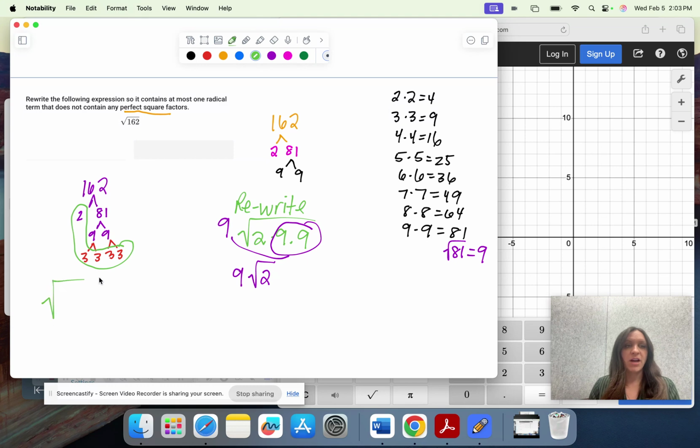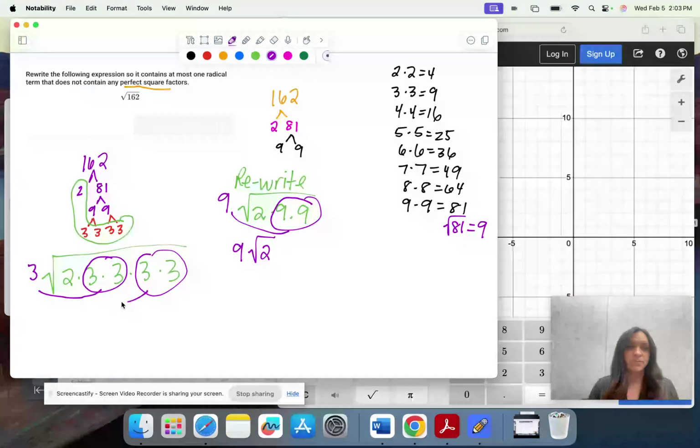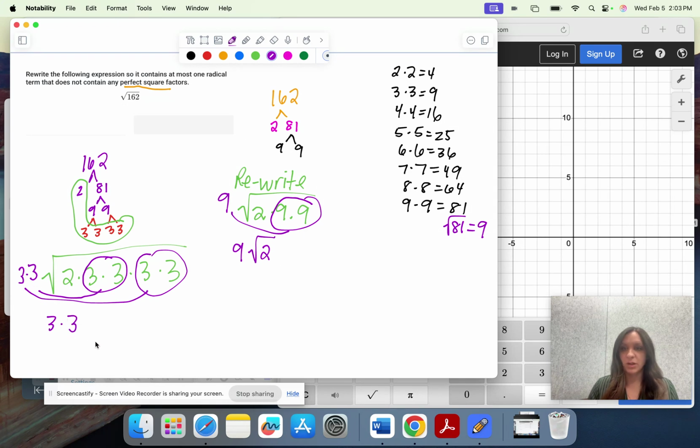And so I would rewrite that as 2 times 3 times 3 times 3 times 3. And now when you're taking out your pair of numbers, remember there have to be 2 guys together. And when they come out of the square root, it's just 1. So now I have 2 3's on the outside that we multiply. And then we still have that 2 left over inside. 3 times 3 is 9, and the square root of 2.